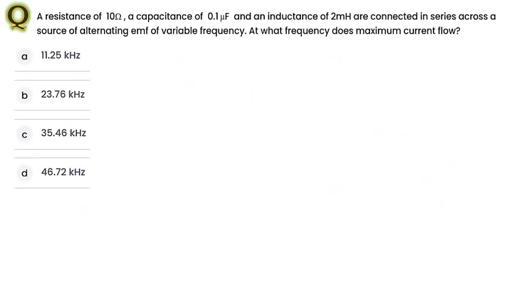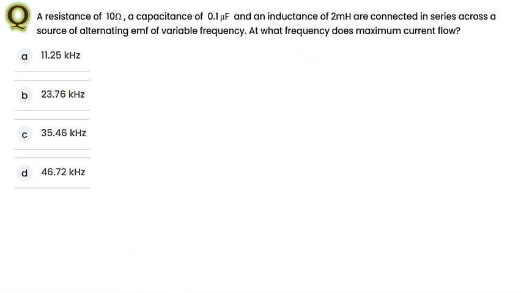Here a resistance of 10 ohm, a capacitor of 0.1 microfarad, and an inductance of 2 millihenry are connected in series. All the things in an LCR circuit, connected in series with a source of alternating EMF, an alternating potential with a variable frequency. At what frequency will the current flow be maximum? That's what they are asking in this question.